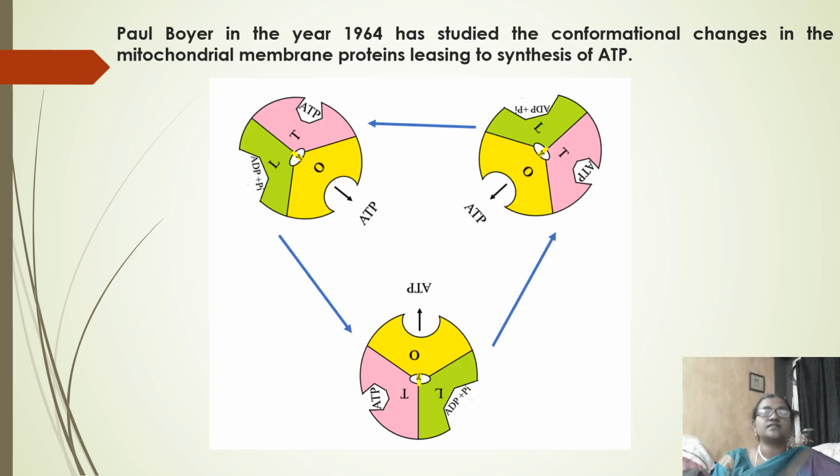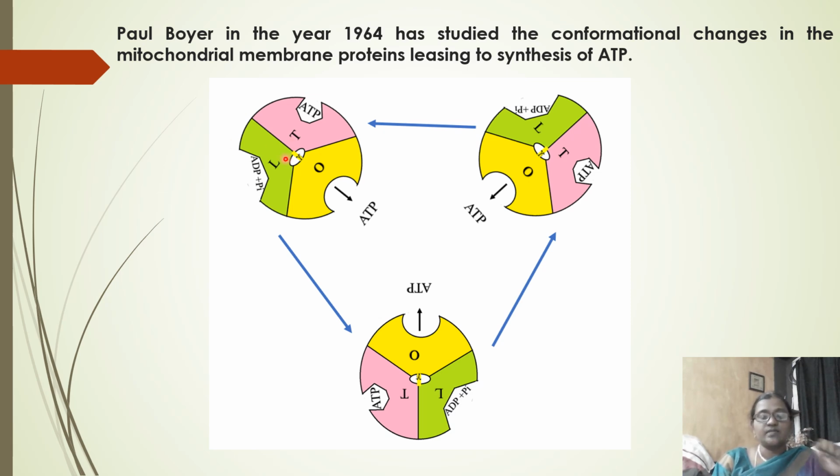Paul Boyer is the person who studied this structure in detail and how it works, in the year 1964. He identified that conformational changes are taking place in the mitochondrial membrane proteins. They are responsible for the release and the synthesis of ATP and all.